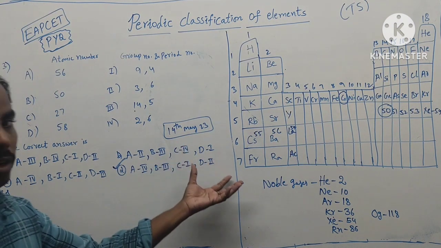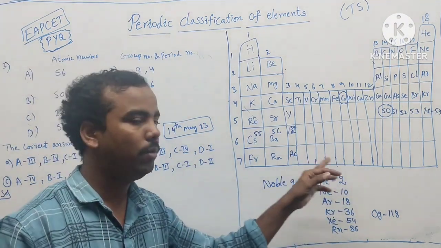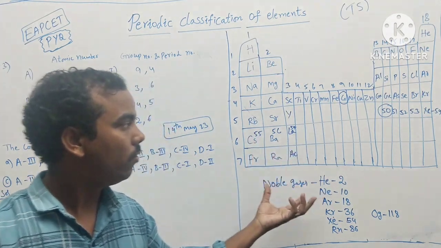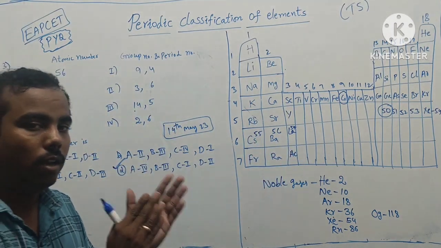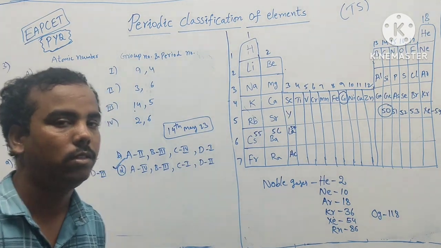So very important: you must learn the first noble gas elements' atomic numbers. Then you can easily find out where an element with a given atomic number is present in the period and group.